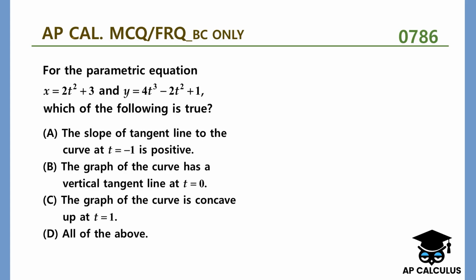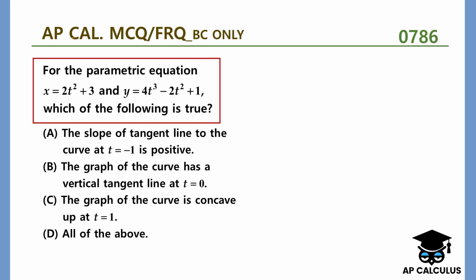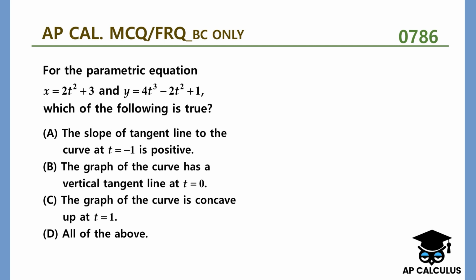Question 786. For the parametric equation x is equal to 2t squared plus 3 and y is equal to 4t cubed minus 2t squared plus 1, which of the following is true? The answer choice A says the slope of tangent line to the curve at t is equal to -1 is positive. Okay, the slope of tangent line is the derivative of this curve, right?